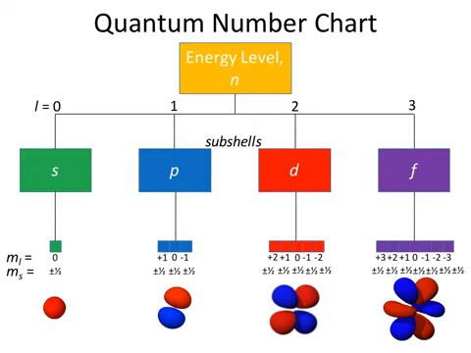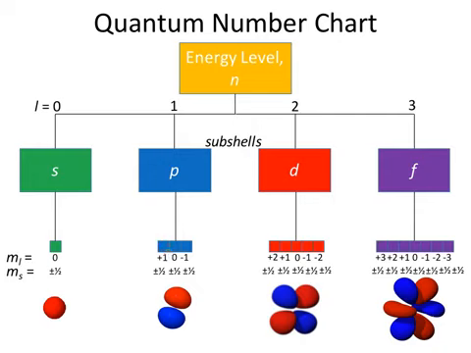Again, to figure out the orientation, we have to use our ML value. So remember that ML is equal to negative L to positive L. If L is equal to 0, the only value you can have here is 0. Again, each orbital, represented by this box, can hold two electrons, one in the positive direction and one in the negative spin direction. When we look at P, L in this case would be 1. Our ML would be negative L to positive L. So we'd have positive, 0, and negative.